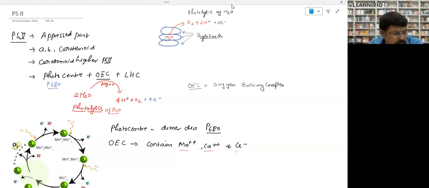Yes, sir. It's clear. Okay, so please first draw this diagram. Draw this diagram, and then I will dictate for you.